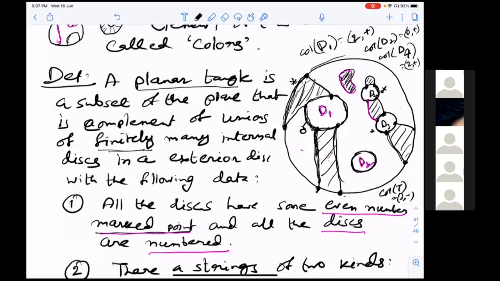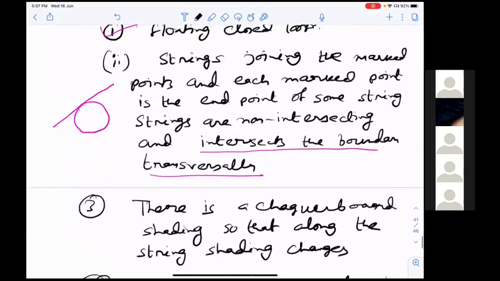And we do everything up to planar isotopy. That means if we enlarge this whole disk and make it larger, that will be the same tangle. Up to isotopy, these tangles are the same.